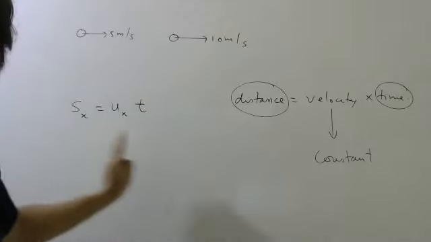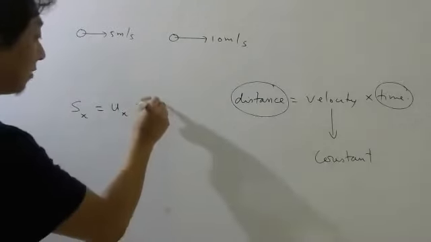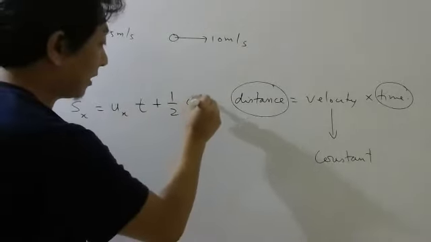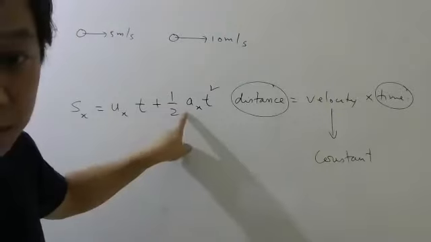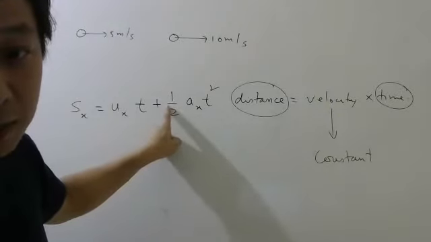Yes or no? This was the formula. No, I did not write half ax. Shanmukh, why am I not writing this formula? Why am I not writing ax? Shanmukh, can you tell me why?